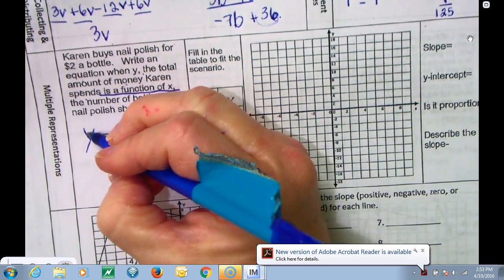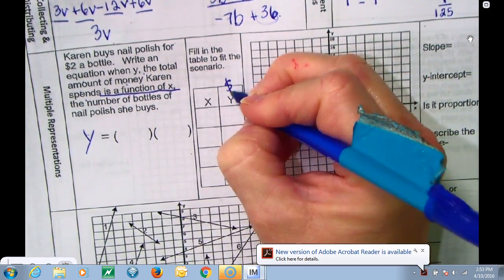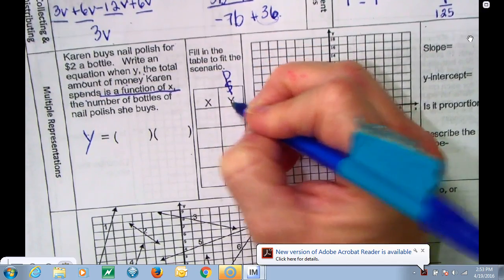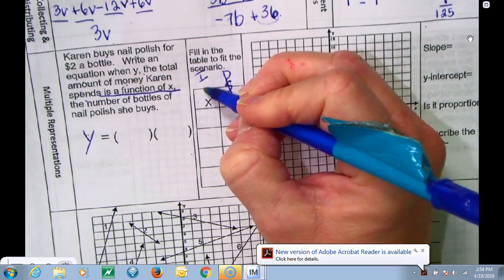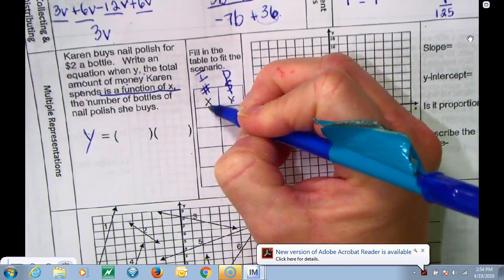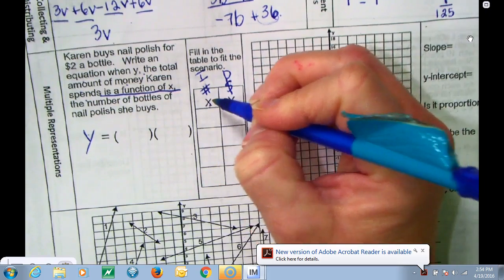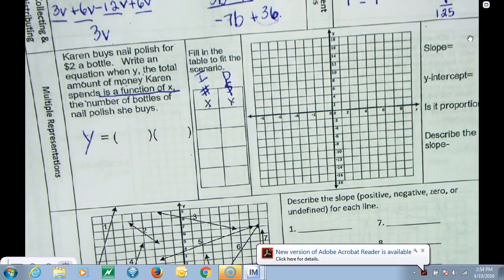So the money is your dependent, your y. It depends on the number of bottles, right? That's the independent. You get to choose. She gets to choose how many bottles. Nobody forces her to buy so many bottles, right?